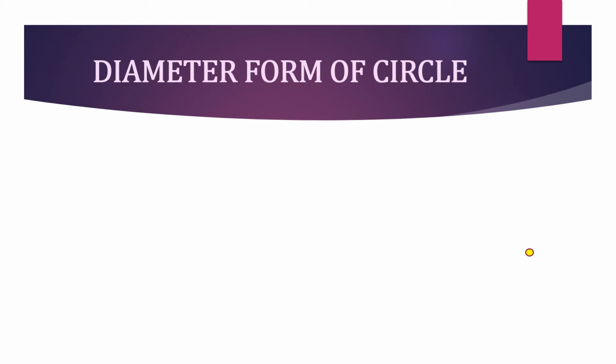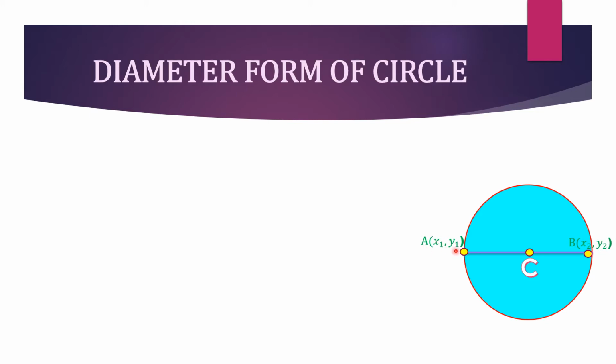Next, diameter form of the circle. Now we take one circle, and this is the center, and these points are endpoints of the diameter. Let them be A (x1, y1) and B (x2, y2). Now we take P(x, y) to be any point on the circle and join PA and PB. We observe the angle APB is equal to half of the angle ACB.